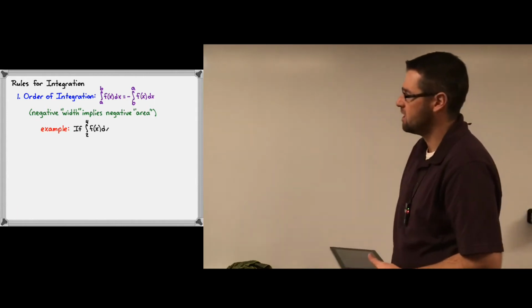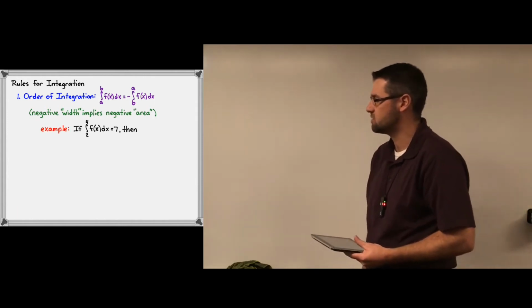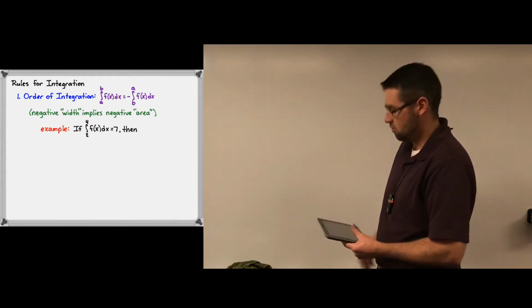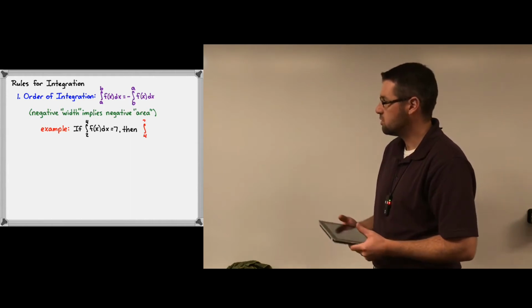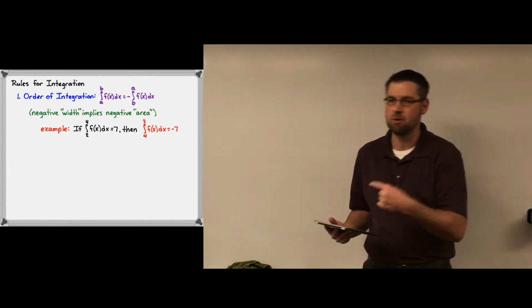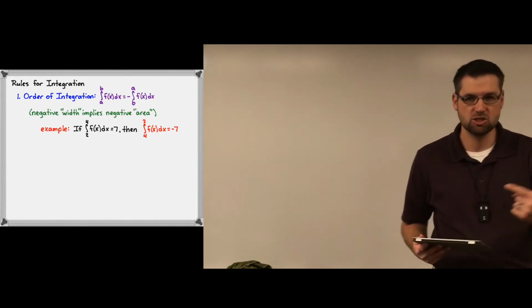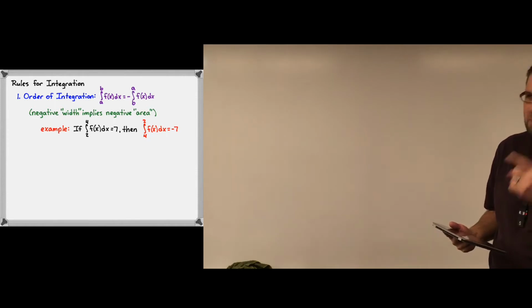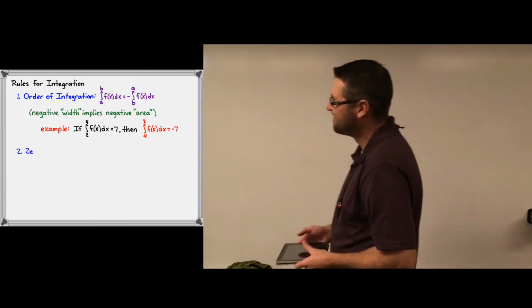So an example would be: the integral from 2 to 4 of f of x dx equals 7. Then what could I say as a result? The integral from 4 to 2 is negative 7. And just keep in mind that the bottom number is the lower bound. Oh boy, okay. All right.